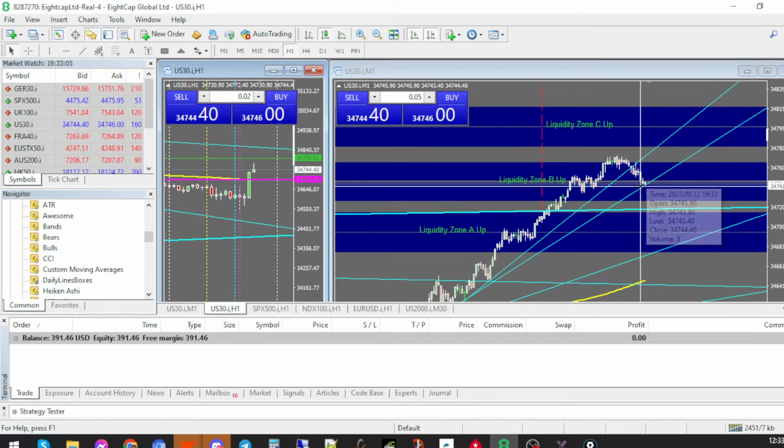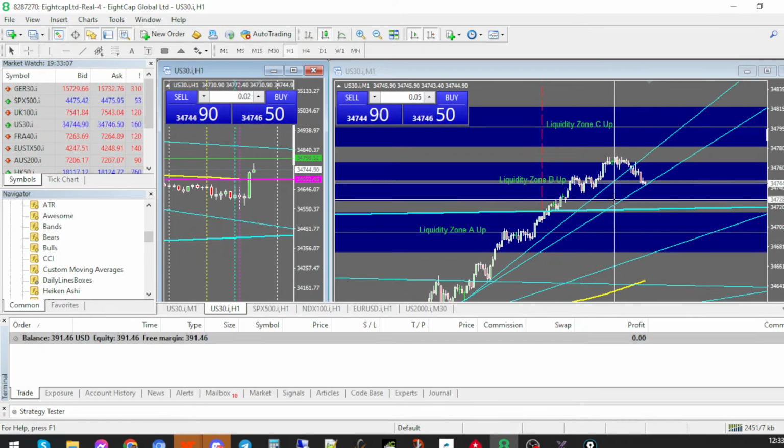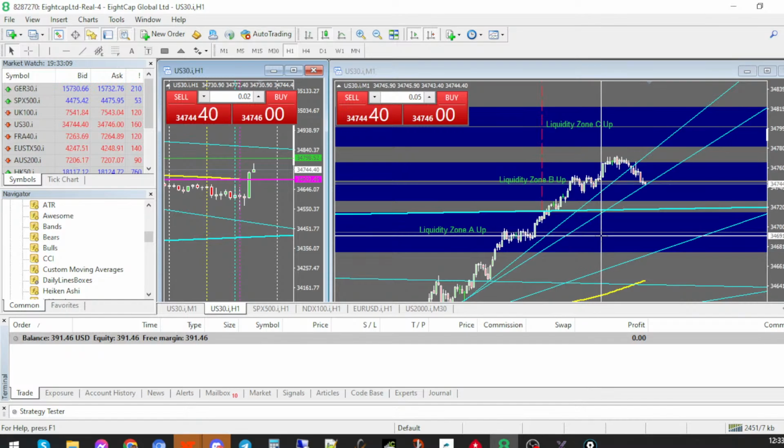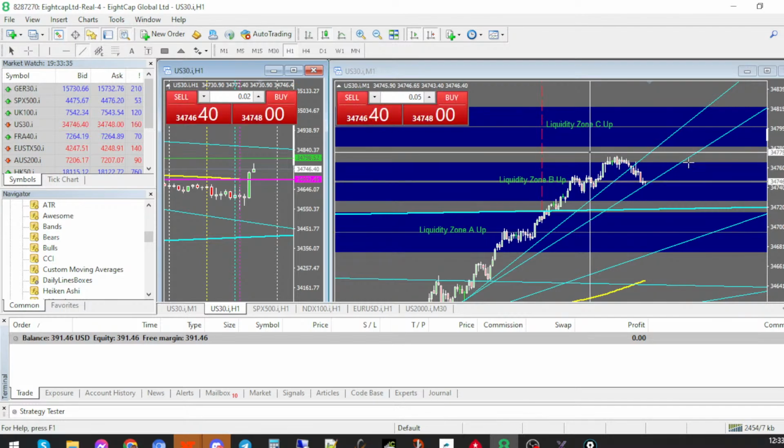What I would have liked to see is a pullback, then break. So we got a deep pullback. I'm not going to just try to jump into trades to go long. I need to see a proper setup with a proper breakout.